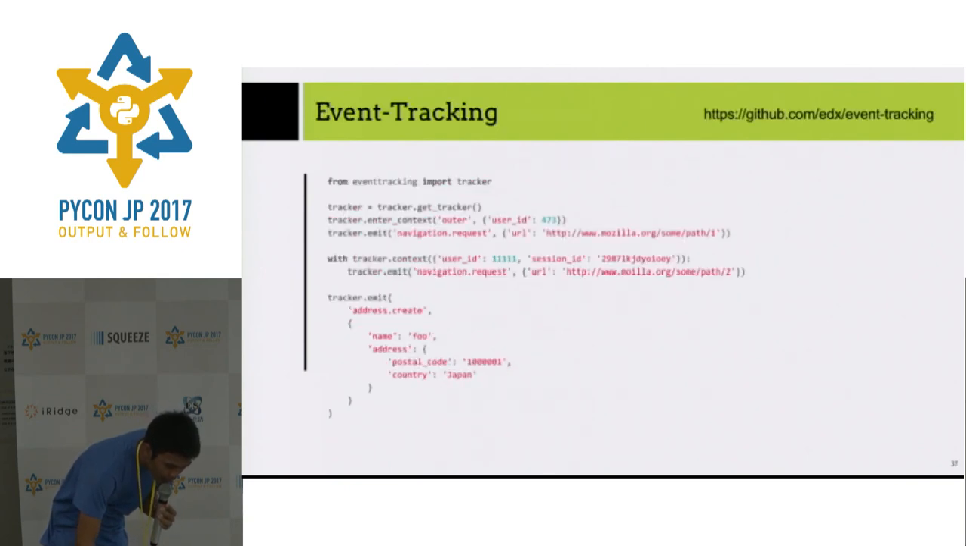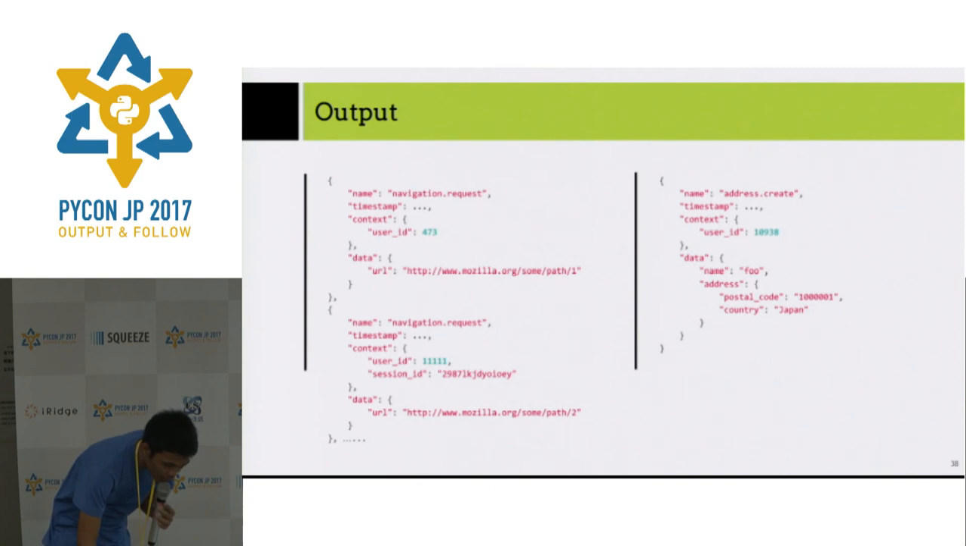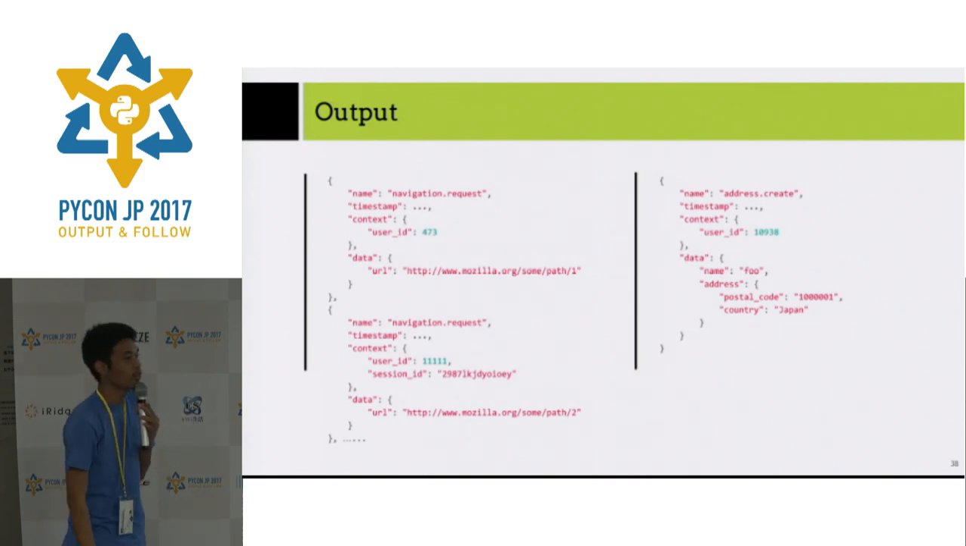This is the Python, and this one is the output, the JSON output from the event tracking. You can also manage this, integrate the event tracking into your MongoDB database, and you can also integrate it with multiple Django applications or even a new application.